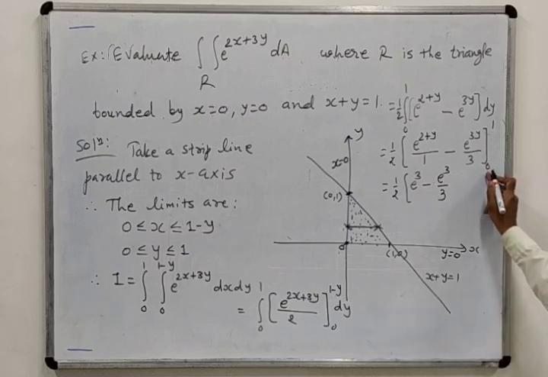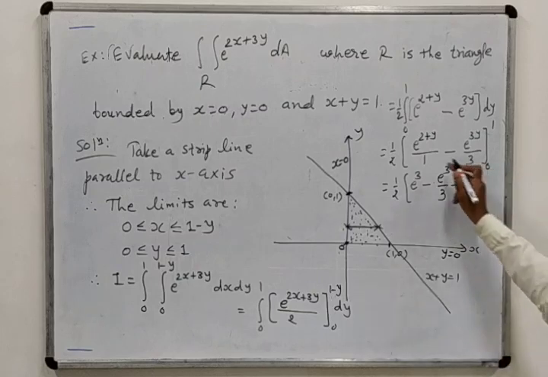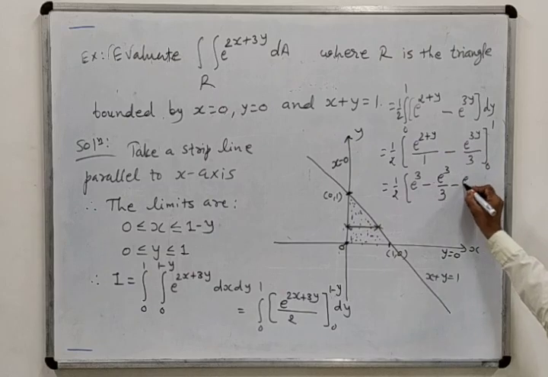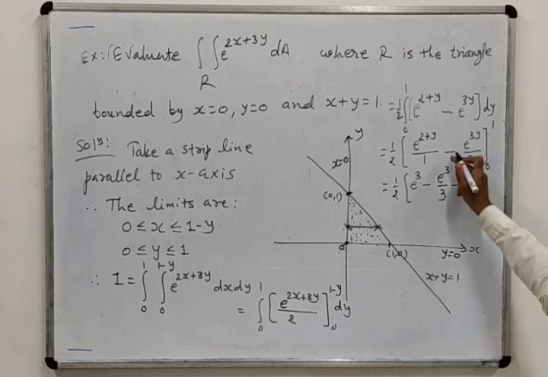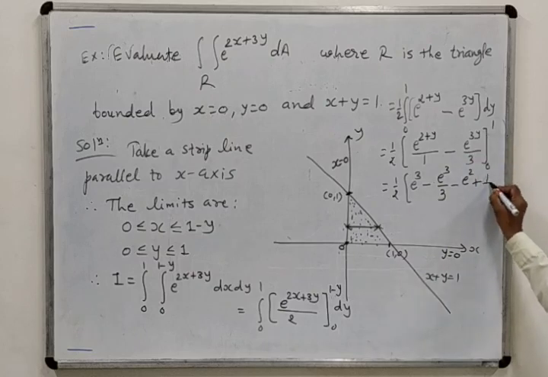Then we will put 0, lower limit. Then 1 minus sign will come. Y is 0, so e raised to 2. Okay? And one more minus sign here will come, so it will become plus. E raised to 0 is 1. So 1 by 3. Okay?